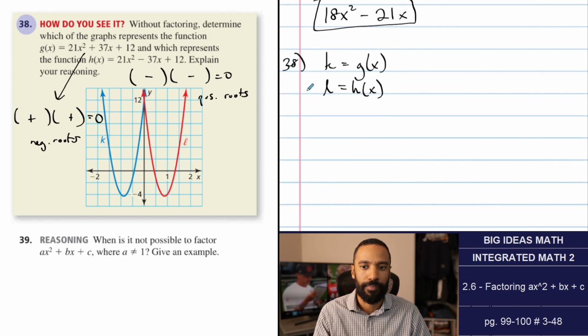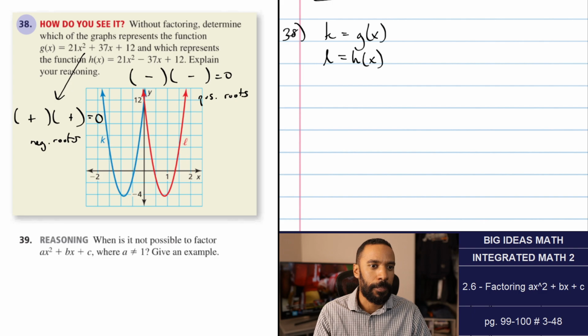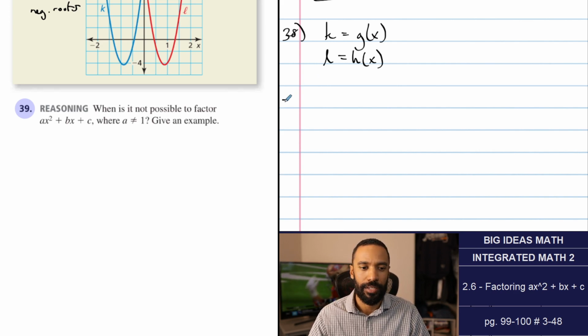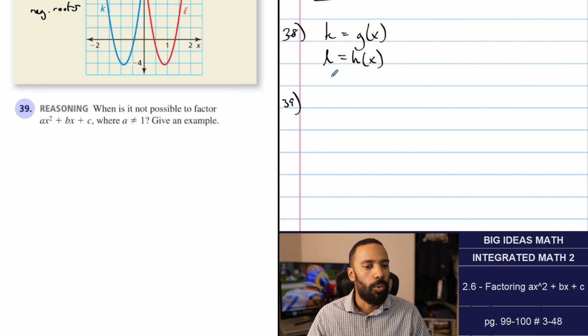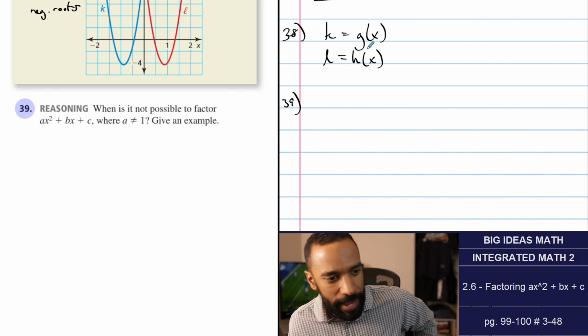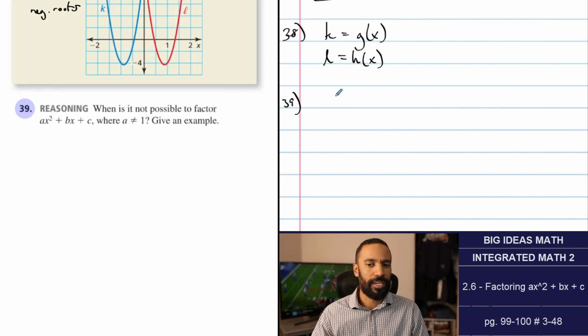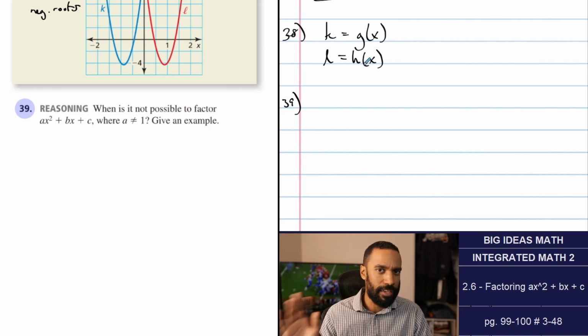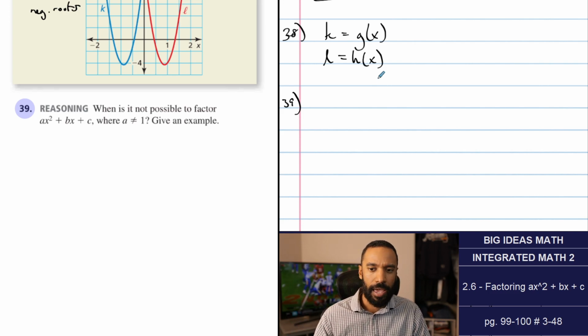Number 39. When is it not possible to factor this, ax squared plus bx plus c, where a doesn't equal 1? Give an example. When is it not possible to factor? There are a lot of times, but what kind of case are they talking about? I want to give an example to teach what I'm talking about. I mean, this isn't factorable.